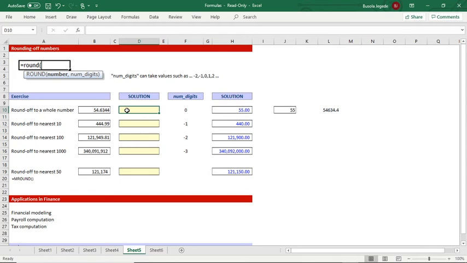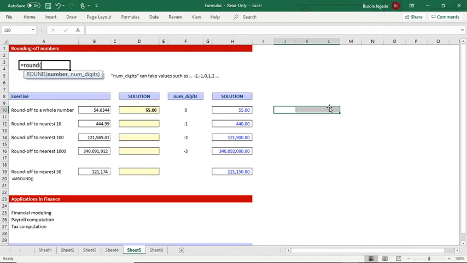So here I'm going to enter the round formula, equals round. Look at the parameters. It says which number do you want to round off? I want to round off this number. We want to round off to a whole number, and the number of digits Excel will accept for a whole number is 0. And as you can see, it has rounded it off to 55, the answer we need right here.